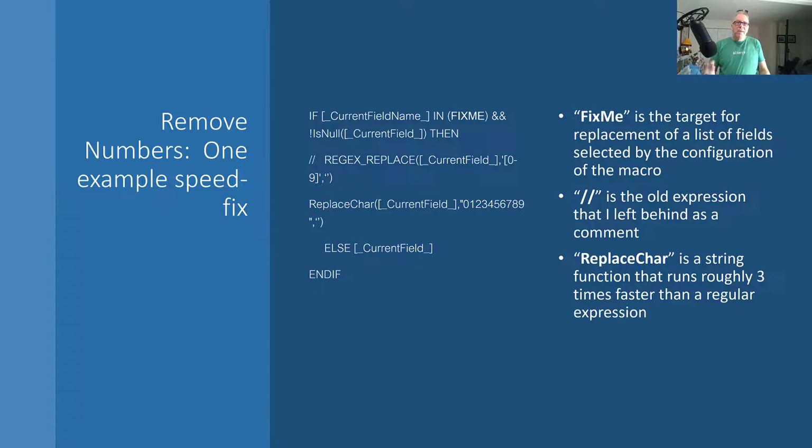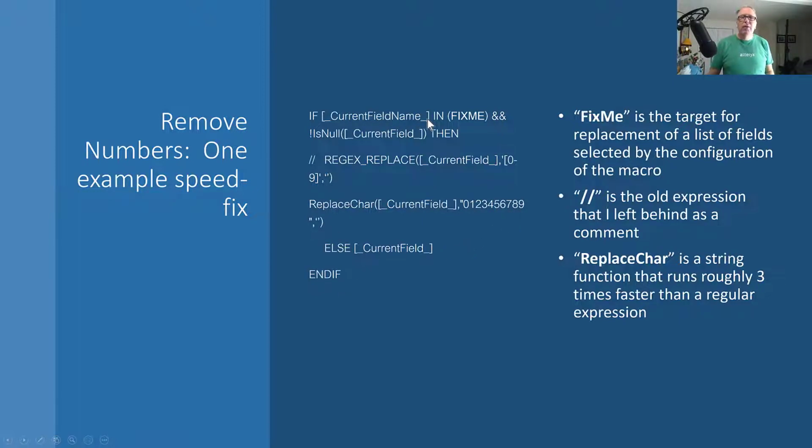So the way that this is going to work inside of the code is that it's going to say if the current field name, because you're going to look at all the fields, is in fix me. And fix me is just a name that I gave to the function of the formula, and is not null the current field, then. And we can see that we've put in comments here the regex replace, and instead of that I've got new code replace char, else current field, and if.